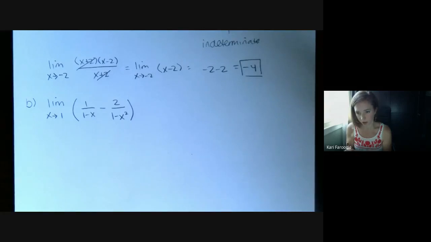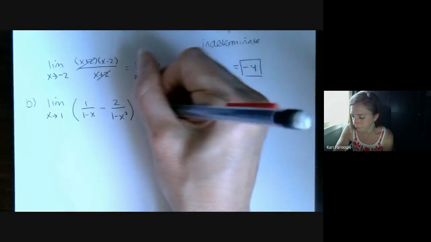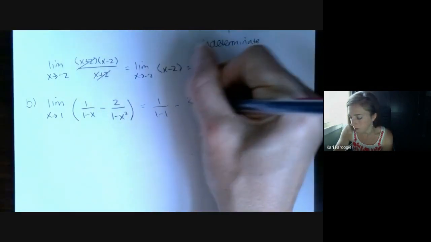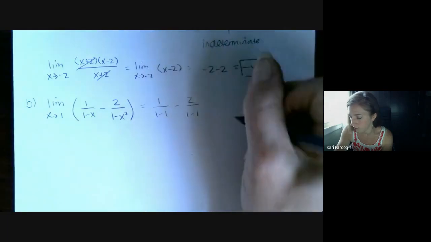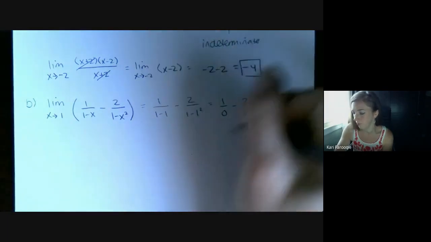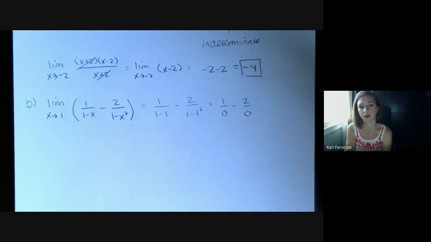Okay, so go ahead and use direct substitution here. You'll get 1 divided by 1 minus 1. Oh, already we've got some problems. You get 1 divided by 0 minus 2 divided by 0. This is actually an indeterminate form. And for those of you who are thinking, wait, why is it indeterminate? Why isn't it just like the limit does not exist because we're dividing by 0?